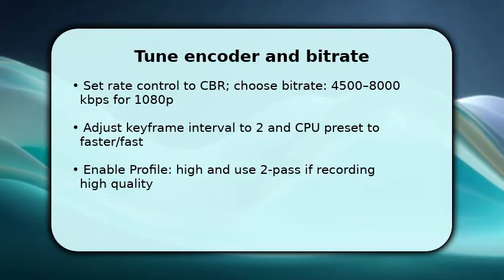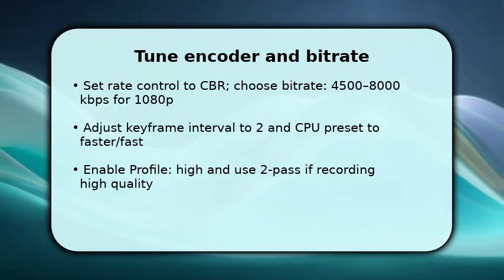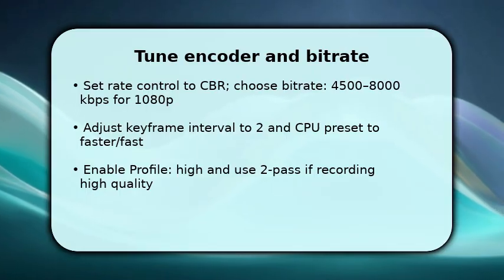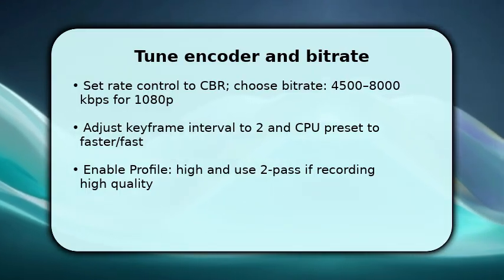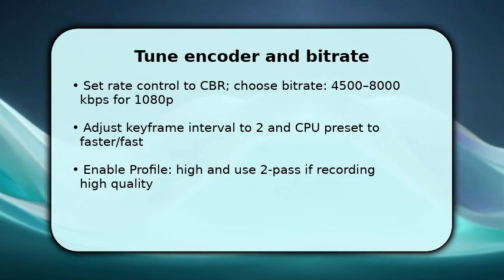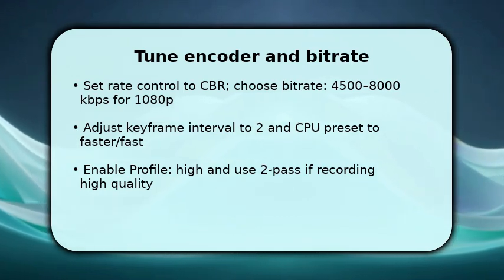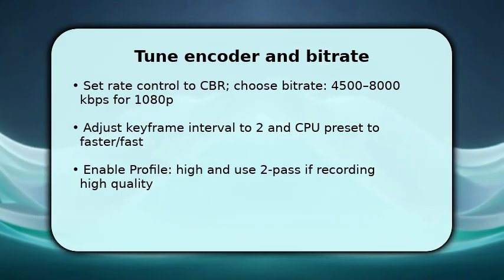If recording high-quality video, enable 2-pass or increase bitrate. If using X264, pick a CPU preset like Faster to balance. Finish by setting the output downscale filter to Lanczos for the cleanest scaling when you change resolution.